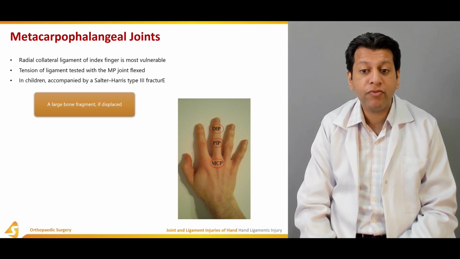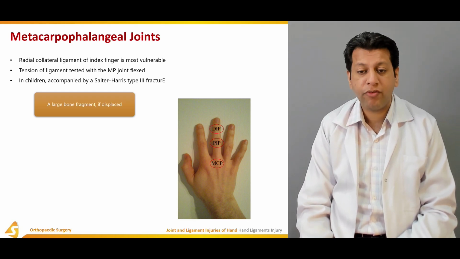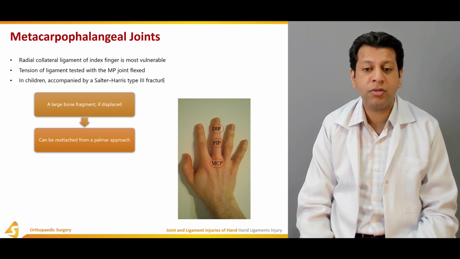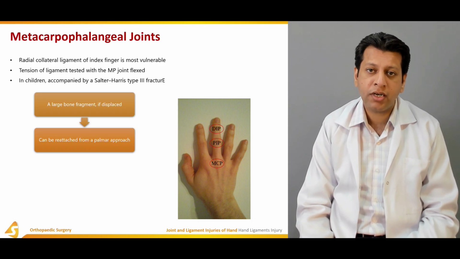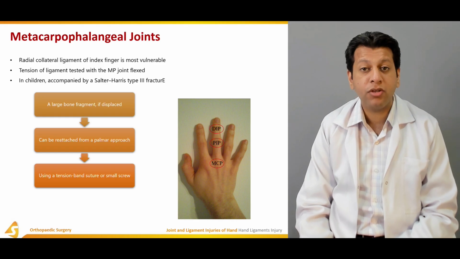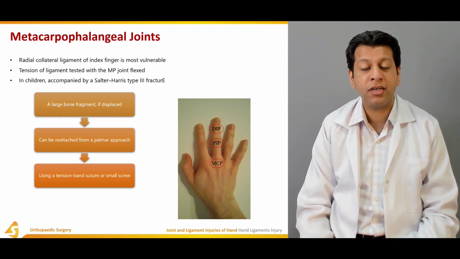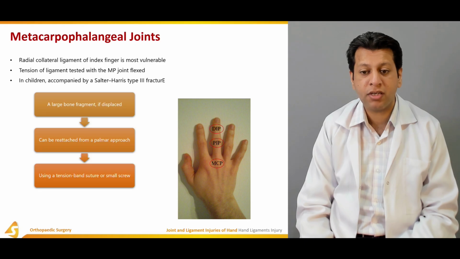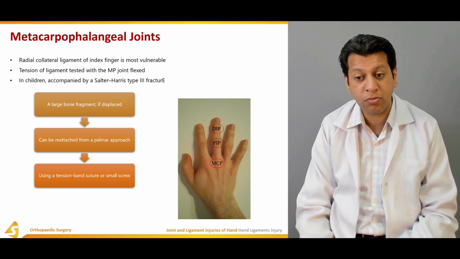If there is a large bone fragment and it is displaced, it simply has to be reattached via a palmar approach. We can reattach it with K-wires or screws, or we can use two K-wires and a cerclage wire to create a tension band construct, or a small screw can also be used to create a tension band construct.